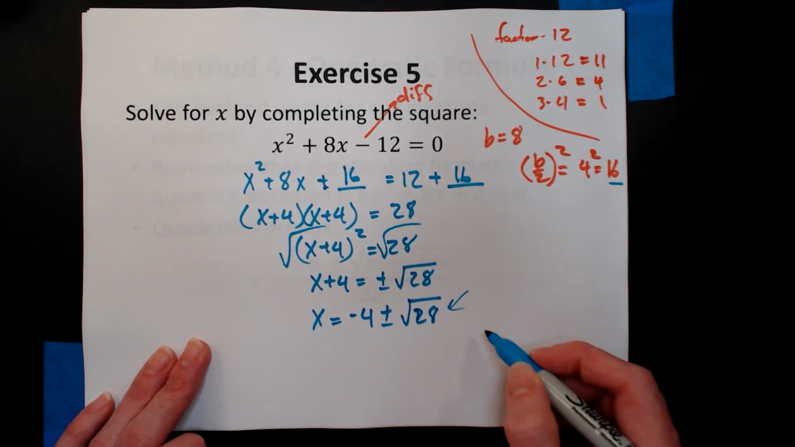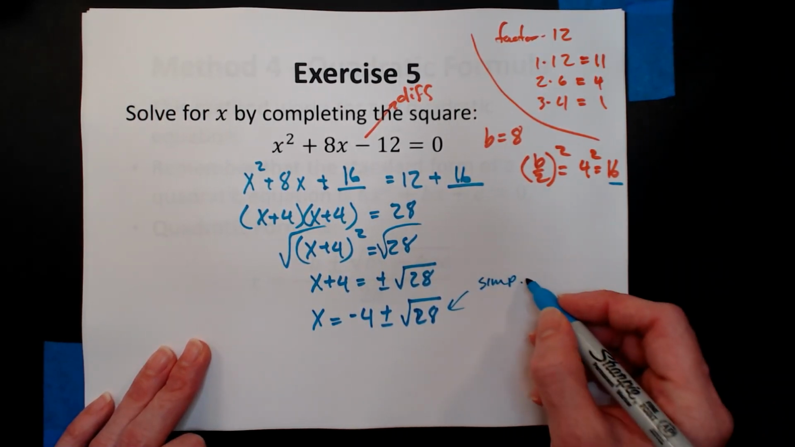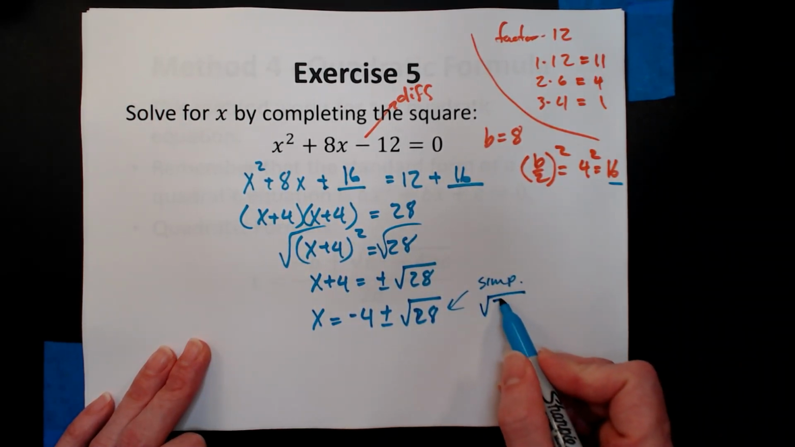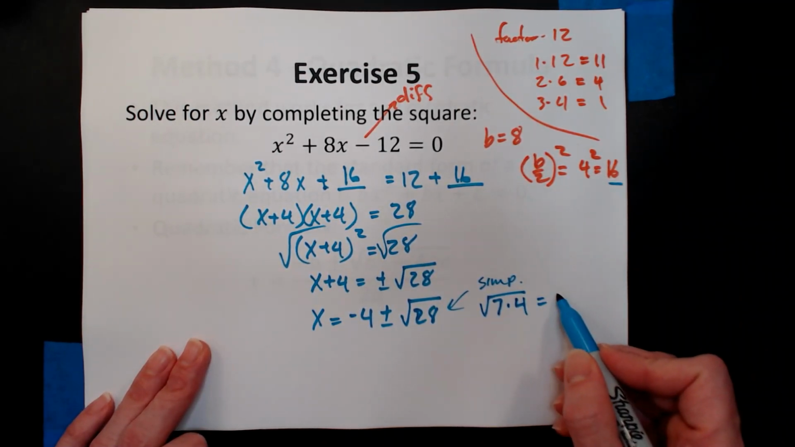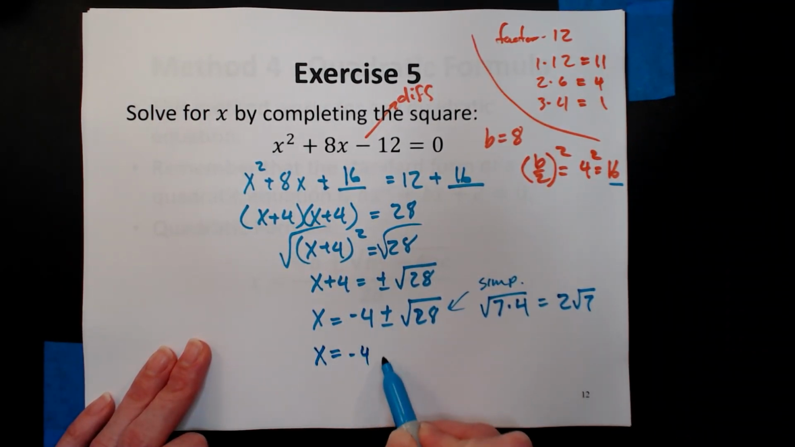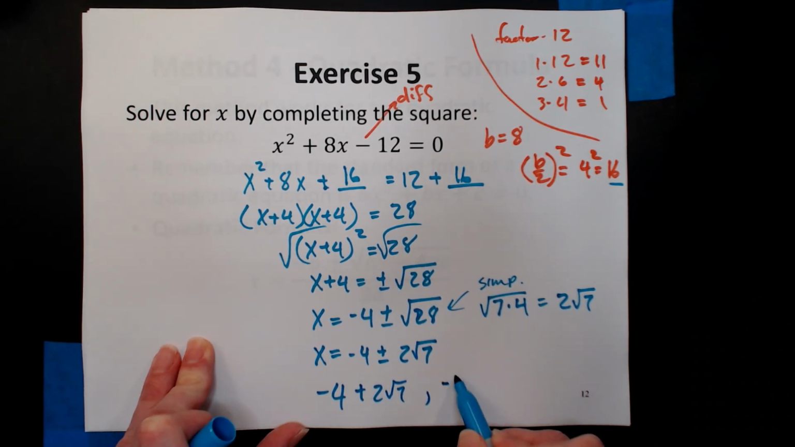So this square root of 28, we need to simplify. And so simplify would be what? That would be the square root of 7 times 4. 4 is a perfect square, so we'd get 2 times the square root of 7. And so now we have x equals negative 4 plus or minus 2 square root of 7. I can't combine these in any meaningful way, but once you write your answers in Hawks, they'll want it as negative 4 plus 2 square root of 7, comma, negative 4 minus 2 square root of 7. And that would be your answer.